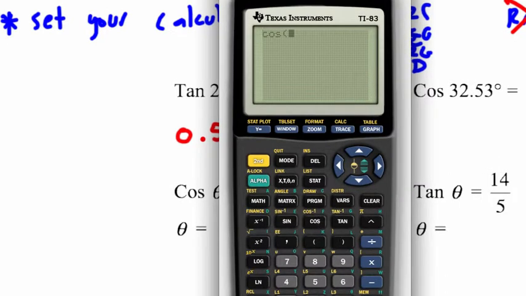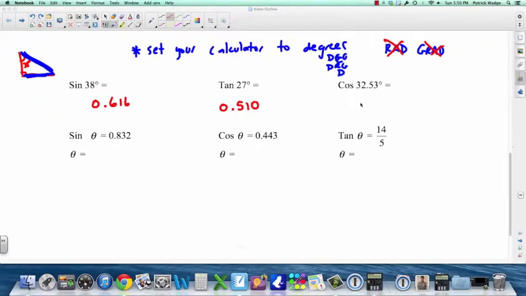And the next one, cosine of 32.53. Okay, there's no more difficult. Cosine of 32.53 equals 0.8431. I look at 3 decimal places. Is the 1 going to bump it up? No, it doesn't. So it just stays at 0.843.